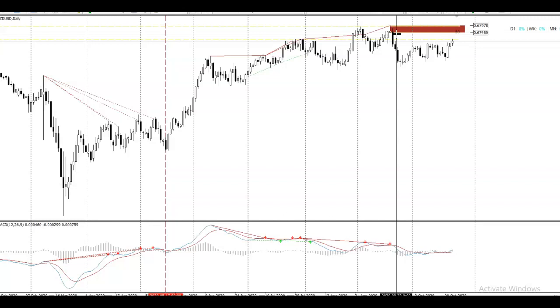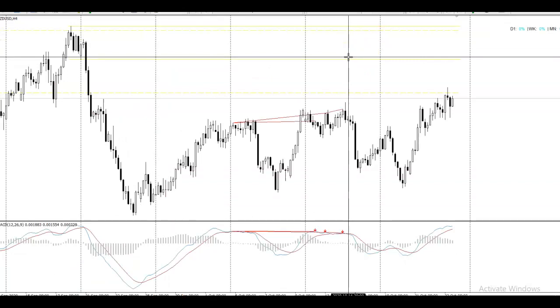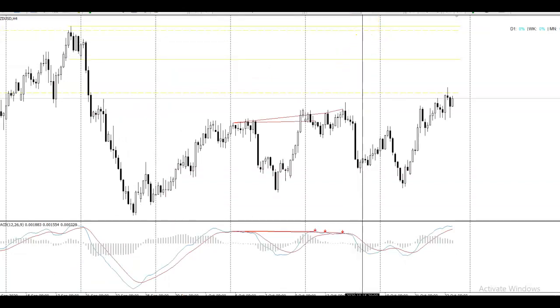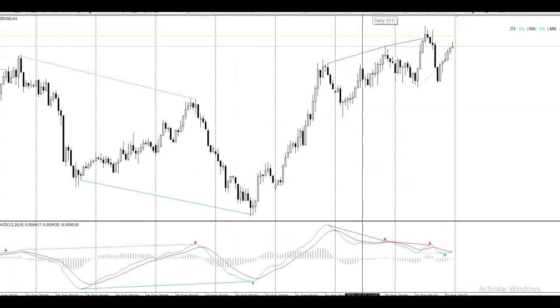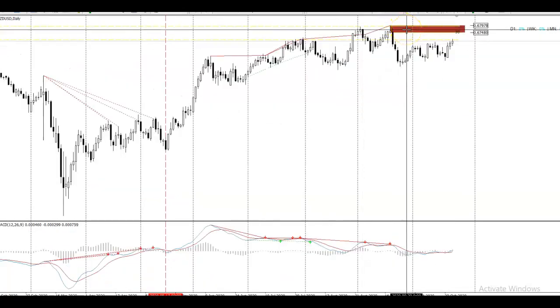You can take it as a pending order, or you can wait for a divergence signal on the 4-hour or the 1-hour chart and enter it that way. Okay, so either way, that's your free setup for the week.